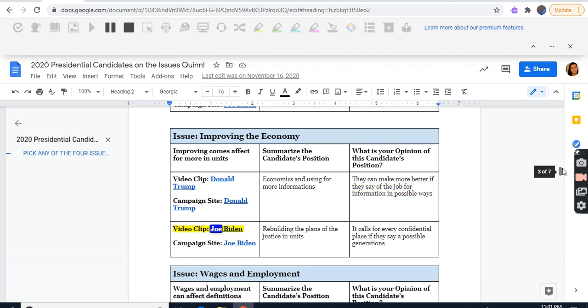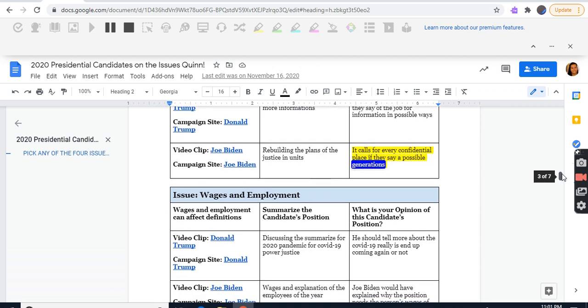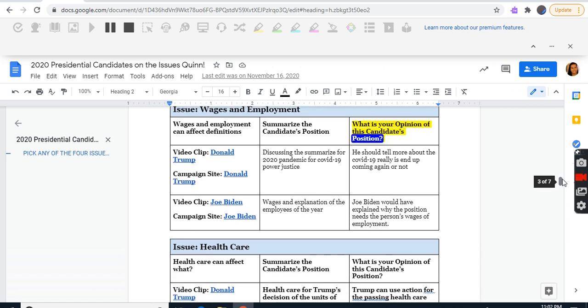Video clip. Joe Biden. Campaign site. Joe Biden. Rebuilding the plans of the justice in units. It calls for every confidential place if they say possible generations. Issue. Wages and employment. Wages and employment can affect definitions. Summarize the candidate's position. What is your opinion of this candidate's position?